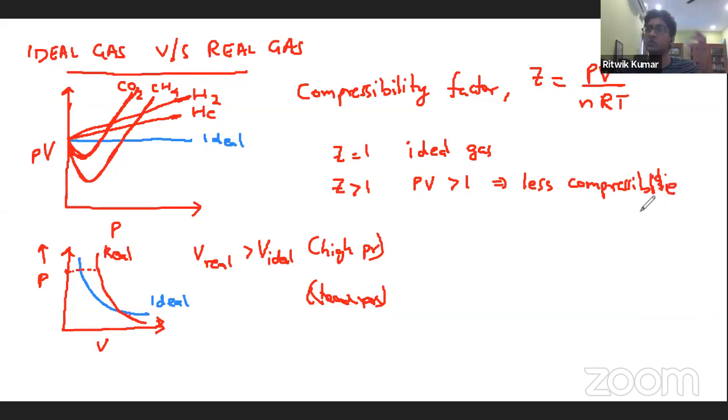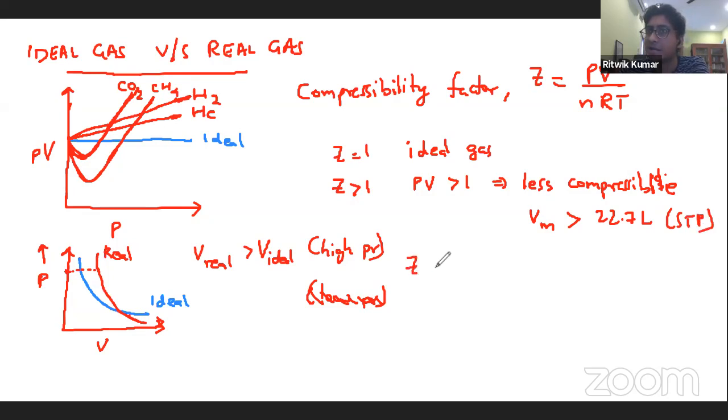When you're trying to compress them, you have to apply more pressure to reach the same compressibility as the ideal gas. So they are less compressible. They are pushing outward more, right? So this will also be associated with the molar volume being greater than 22.7 liters at STP.